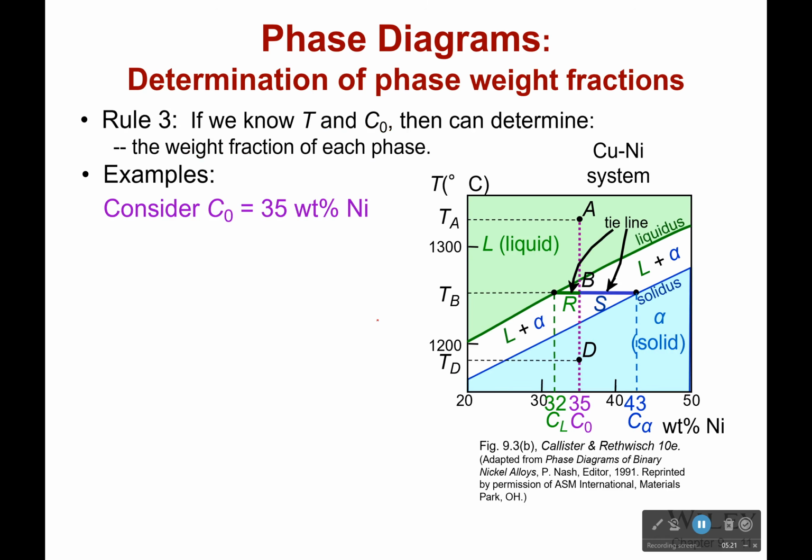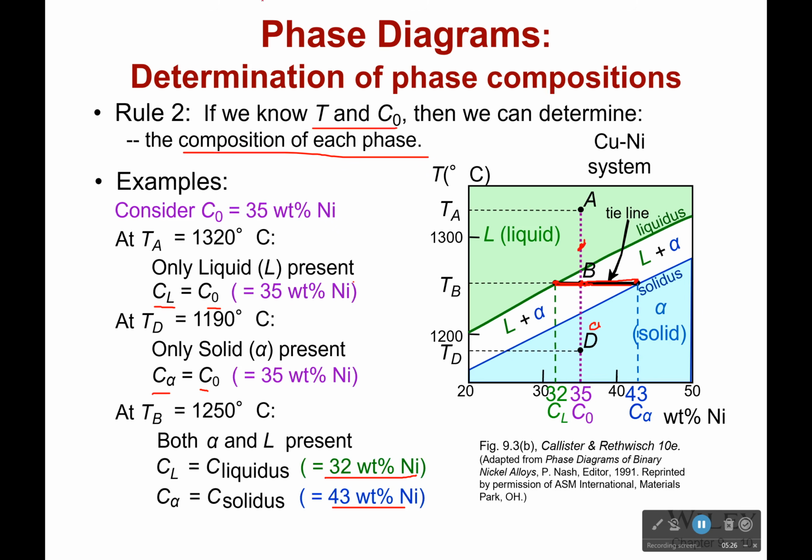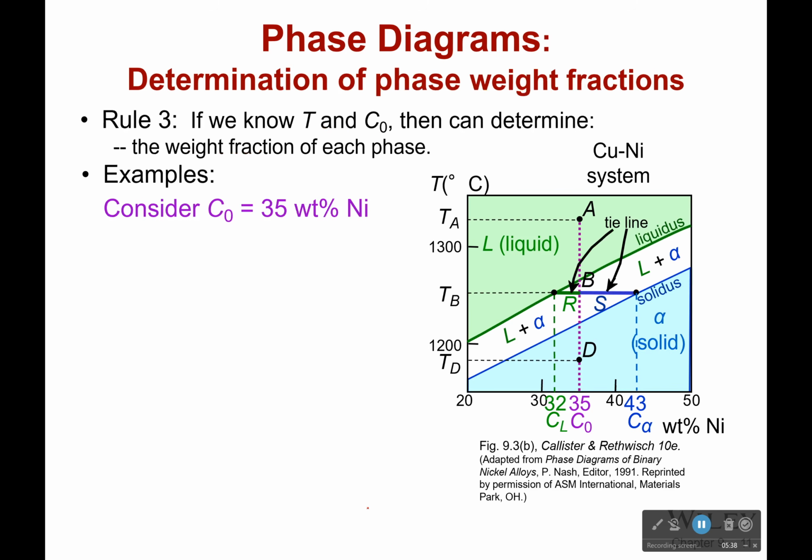So now that we know that, we can now determine the weight fraction of each phase. Remember before, this was just saying the composition of each phase. So I was able to tell fairly quickly that just by looking right here, I can see that my liquid is going to be 32 weight percent nickel, and my solid is going to be 43 weight percent nickel. So they're different. But now I want to see what the weight percent of each phase is, because this is overall 35 weight percent nickel.